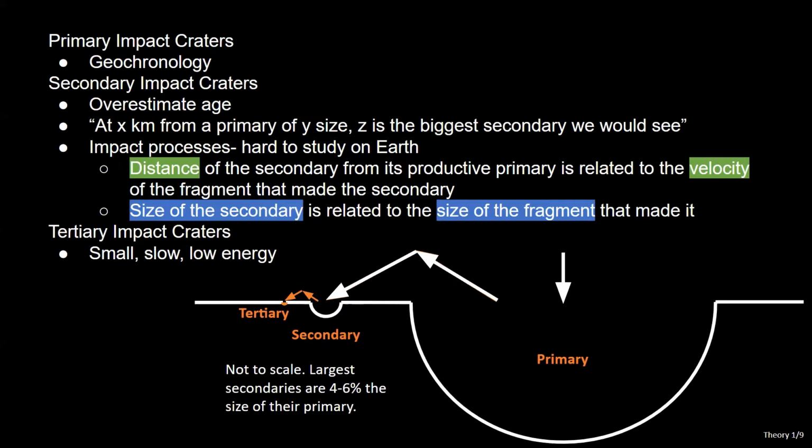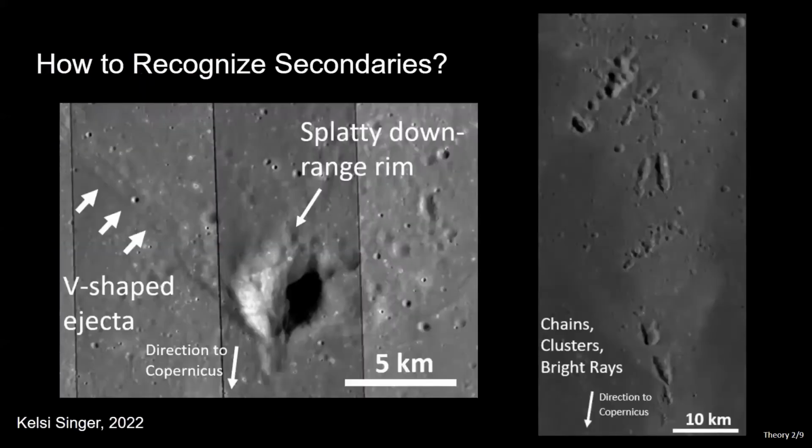They've been mentioned in the literature, but it's mostly speculation. But we've actually looked for them. And spoiler alert, we found them. But first, a quick detour. How do we actually distinguish between secondaries and primaries? I stole these pictures from Kelsey. These are secondaries around Copernicus, which is a crater on the moon.